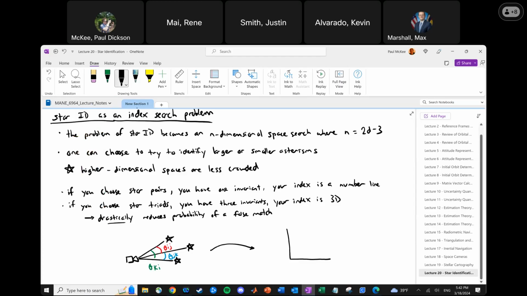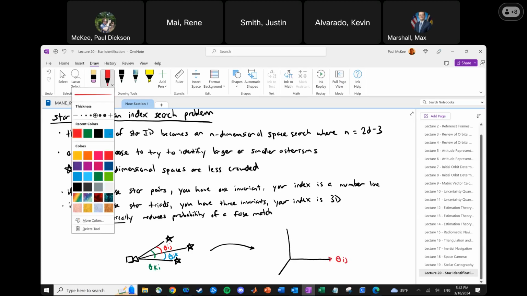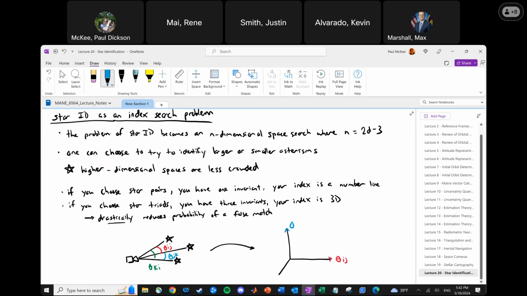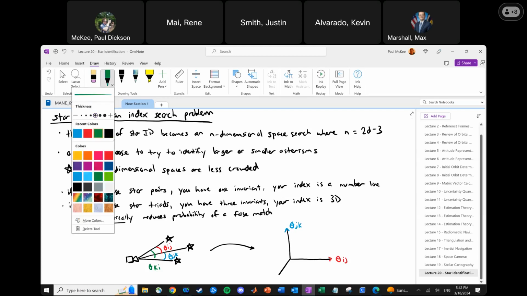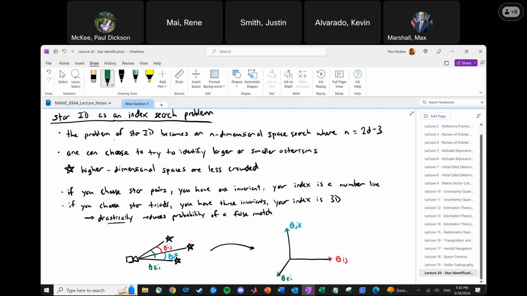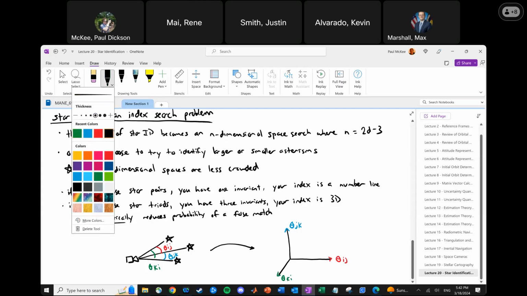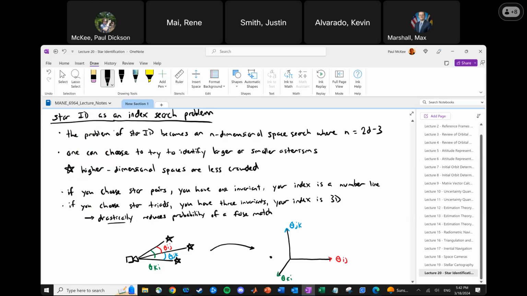Then when the time comes to actually check your database, you could think of your database as a three-dimensional space where your first axis is a number line of all the theta ij's, your second axis is a number line of all the theta jk's, and your third axis is a number line of all of the theta ki's. Then every invariant, or every asterism of three stars in the catalog, is going to be a point in 3D space. I'm trying to illustrate a point cloud here, right? When the time comes to search the catalog, you're going to start with some initial guess, but really you're probably going to search some region around that initial guess, and you might find there's one right next door. So you could either do a nearest neighbor search, or a region search.